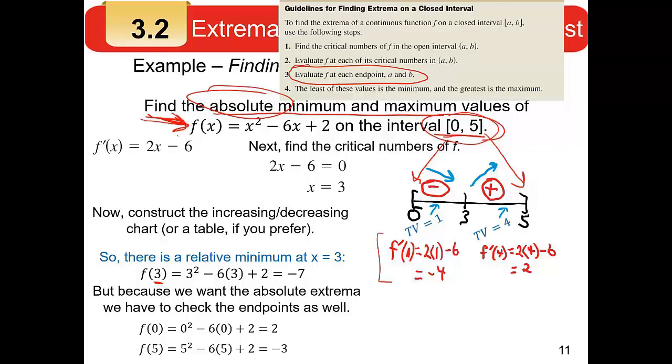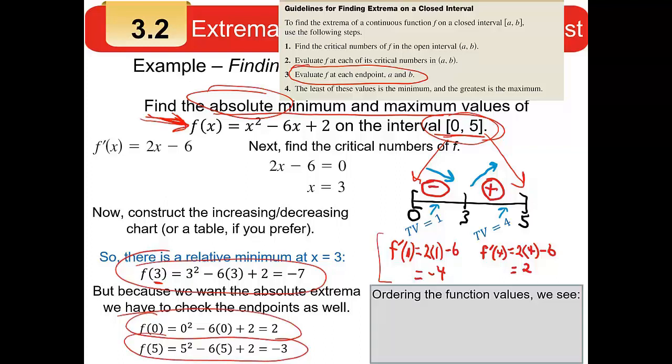So what you want to do is take all three of these and put them in order of their y values, smallest to largest. So if you do that, you'll see that at 3, the -7 is the smallest of all the y values. At 5, you get the next smallest, which is -3. And so the biggest is the one at 0. So I put them in increasing order of y values.